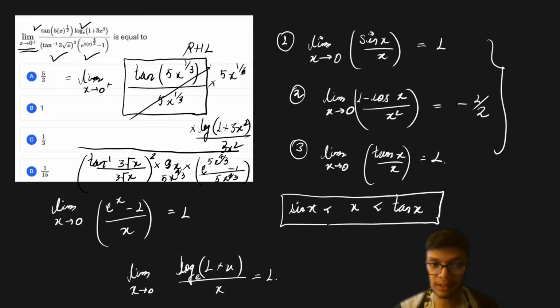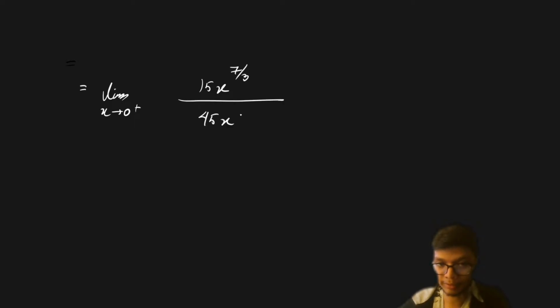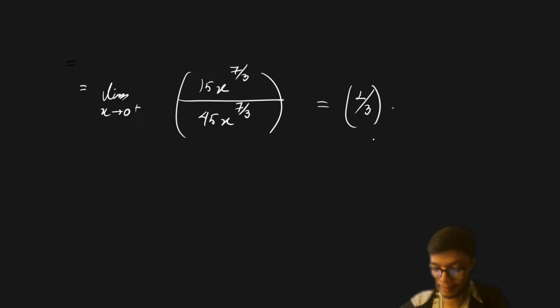In this case, this result is going to 1, this is going to 1, this is also going to 1, and this is also going to 1. So ultimately we are left with a limit, x tending towards 0 positive, with 15x^(7/3) in the numerator divided by 45x^(7/3) in the denominator. Interestingly, this result is finite, and we will have the answer as 1 upon 3.